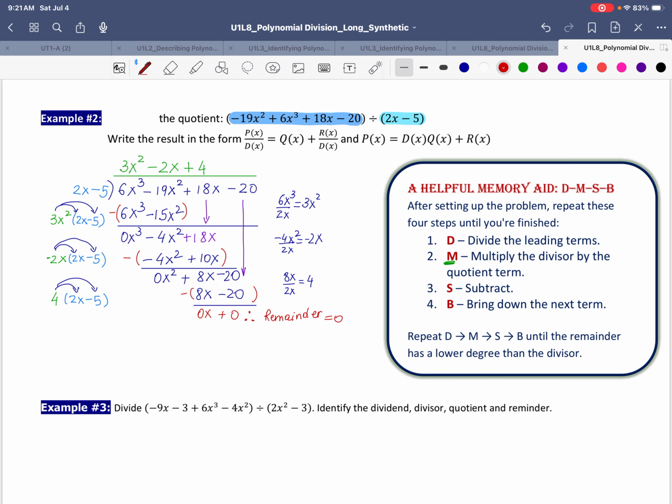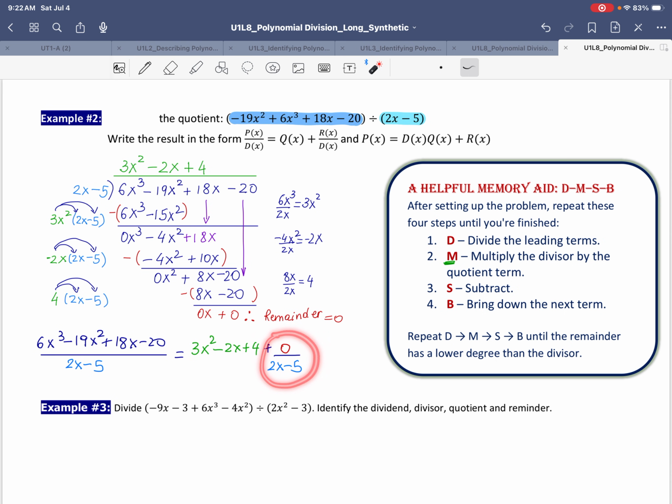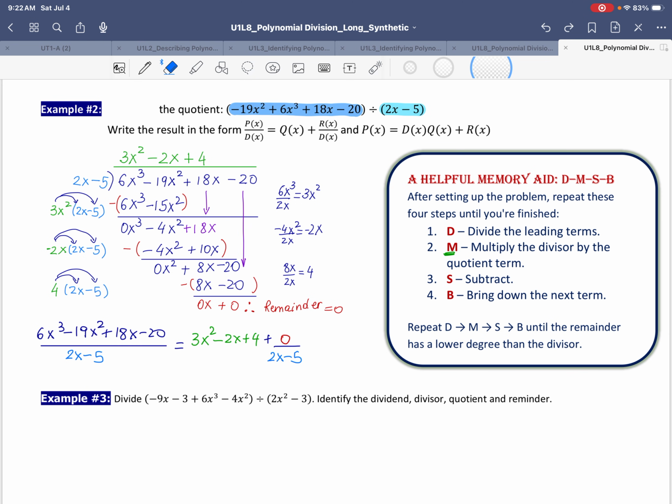And this would be 6x cubed minus 19x squared plus 18x minus 20 divided by 2x minus 5 equals 3x squared minus 2x plus 4, plus remainder is 0, and we'll have to divide this by 2x minus 5, which really doesn't add value to it, so we may as well not write it. I'm going to leave it here for now, but we don't normally have to write this.